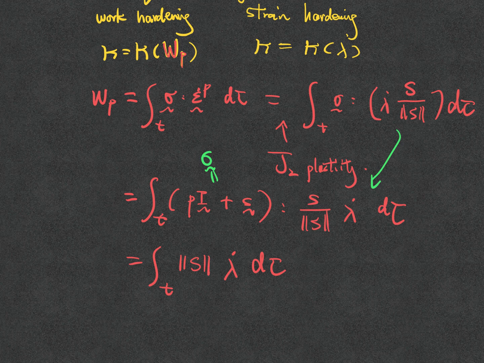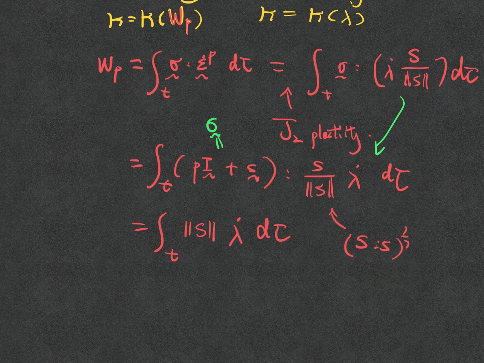Because what is the definition of this operator? This is equal to s double dot s to the power 1/2, right? Do you remember? So s double dot s divided by s double dot s to the 1/2 is equal to s double dot s to the 1/2, which is itself equal to the norm again, right? Okay, so this is what we have.